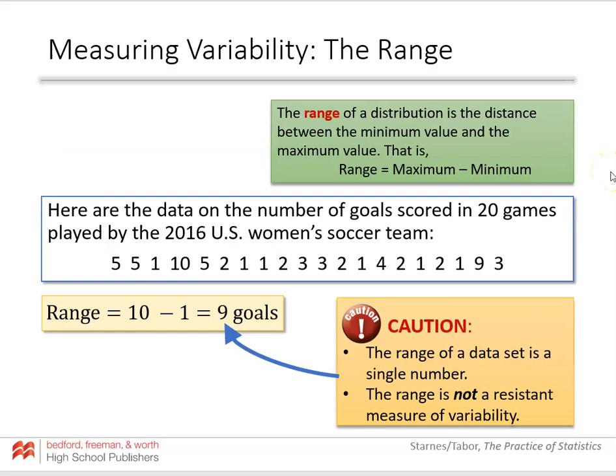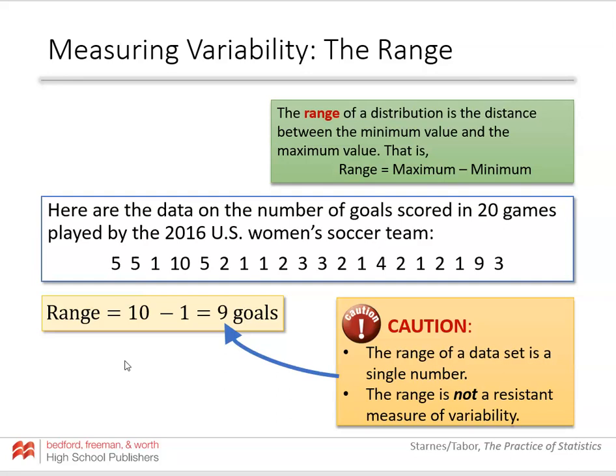Another measure of variability is the range. The range of a distribution is going to be the distance between the minimum value and the maximum value. So it's the difference if you were to subtract maximum minus minimum. So as an example, here are the data on a number of goals scored in 20 games played by the 2016 U.S. women's soccer team. And you can see those 20 numbers there. So to calculate the range, you find the biggest number. In this data set, the biggest number is 10. And then you subtract the smallest number, which in this case is 1. So 10 minus 1 is 9. So the range is 9 goals.